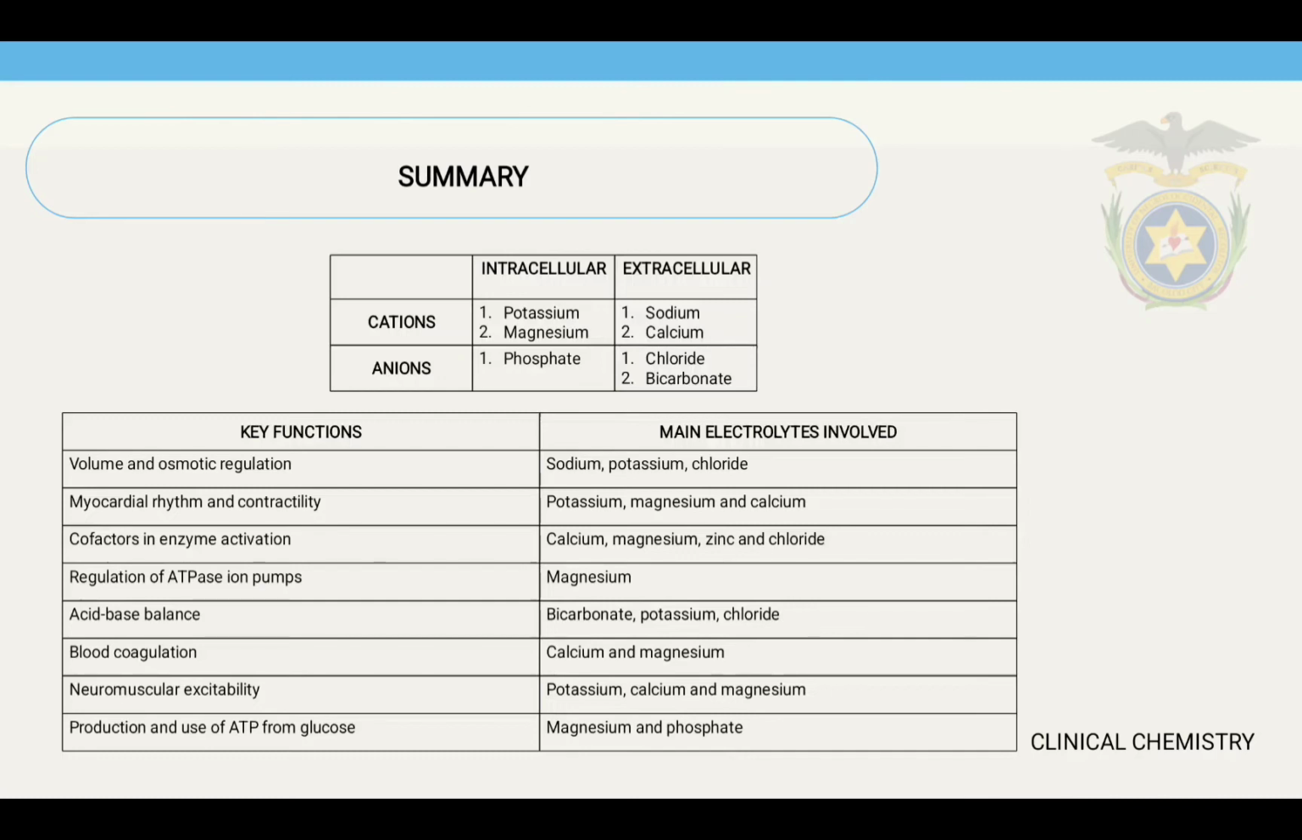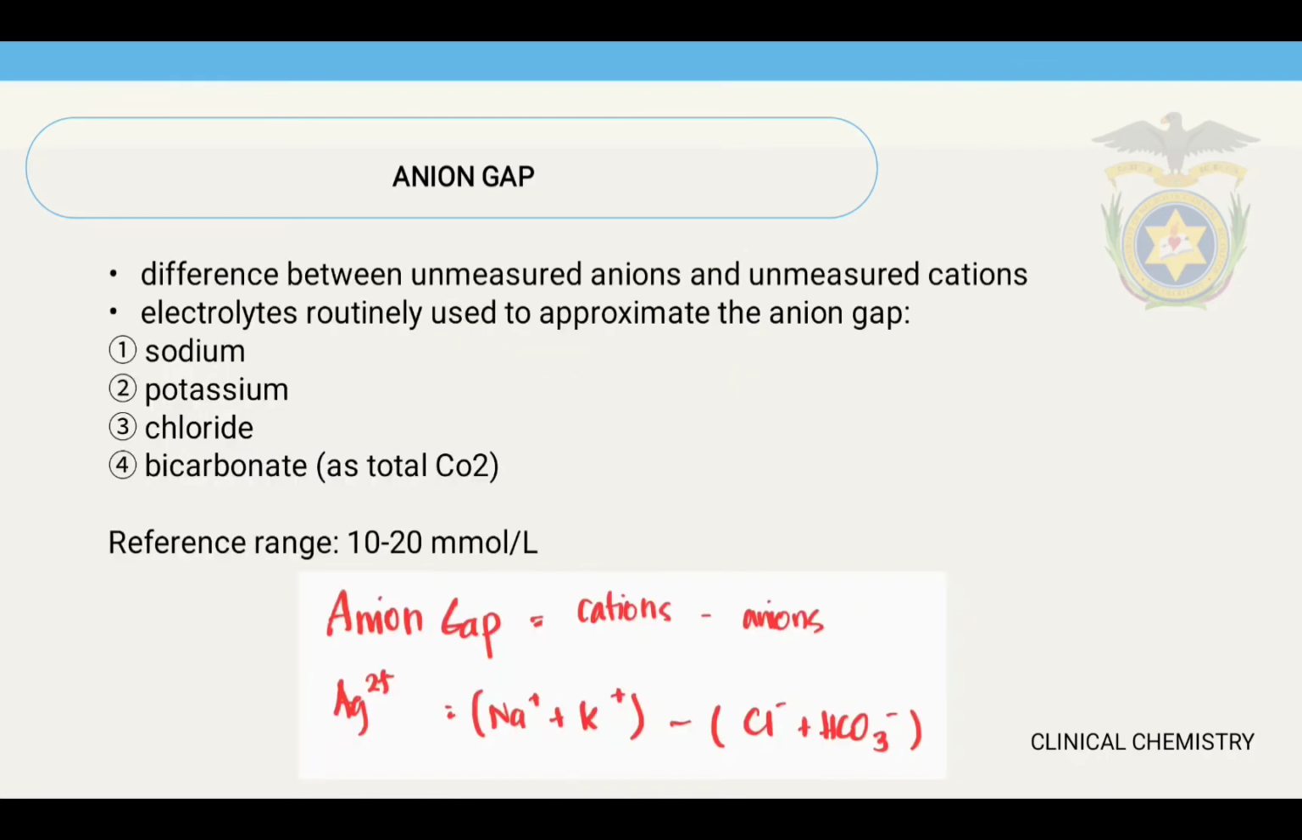Additional key functions of your electrolytes are for volume and osmotic regulation, you'd have sodium, potassium, and chloride. Your regulation of your ATPase ion pumps is your magnesium. For your blood coagulation, it's your calcium and your magnesium. And for the production and use of ATP from glucose, it's your magnesium and phosphate.